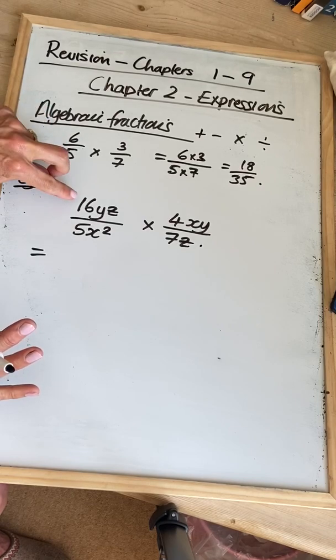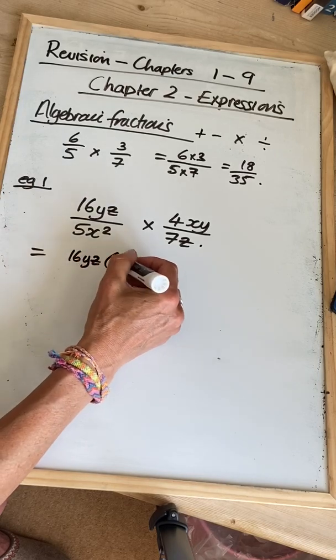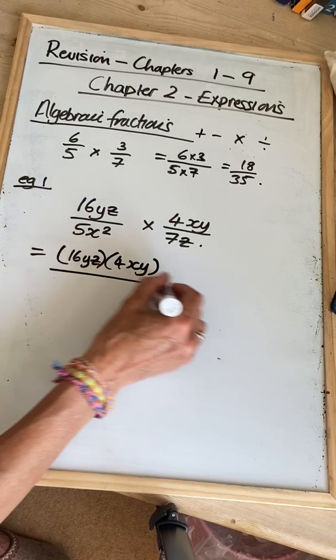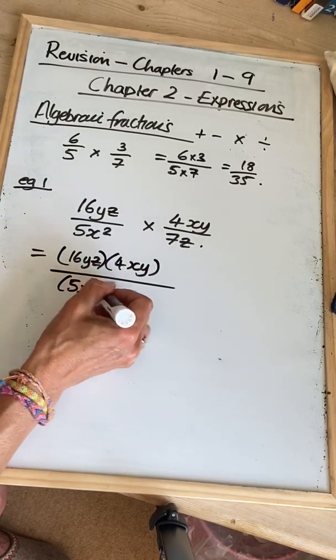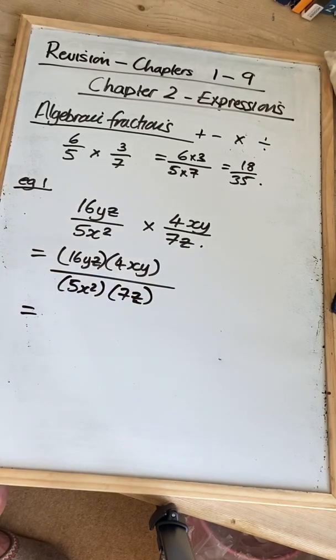Okay, so I've got 16yz, and I'm going to multiply that by 4xy. I'm just going to put them in brackets like that so you can see what I've done. And 5x squared times 7z. Again, you could skip this stage, but I'm just showing you what's happening here.